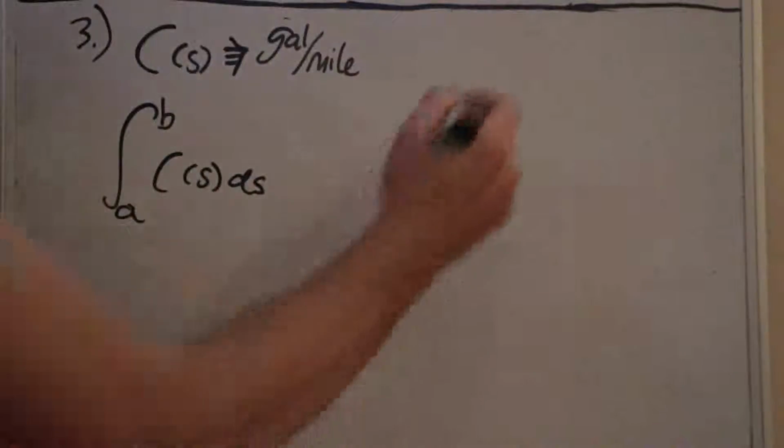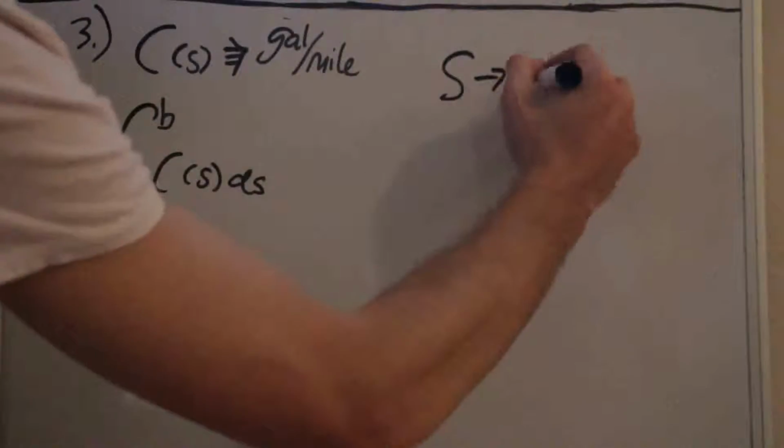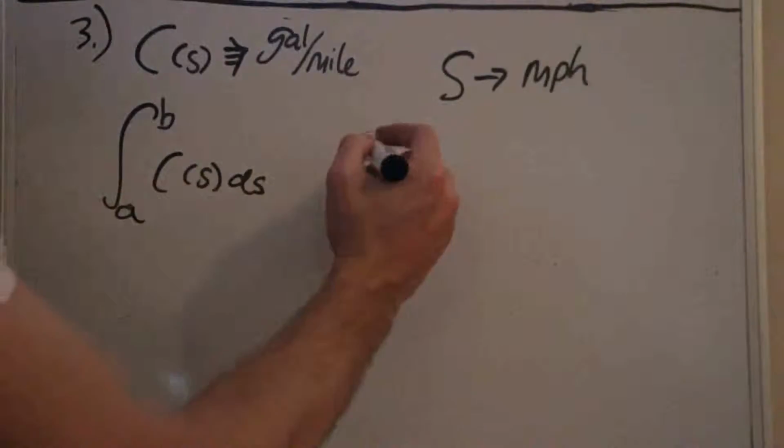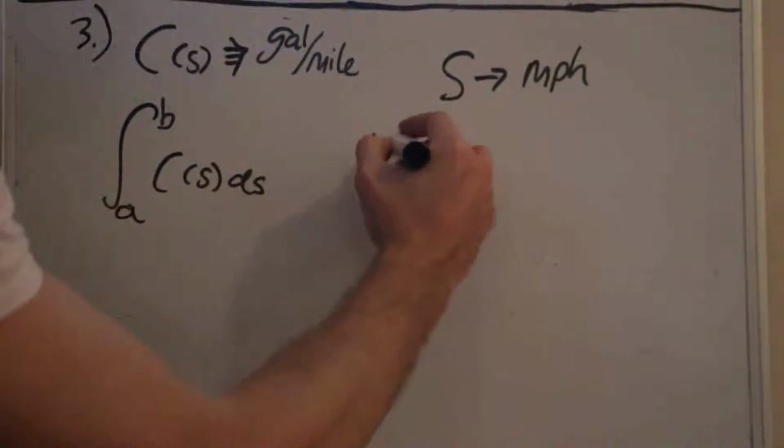Now s is miles per hour, right? So here's my question, what are going to be the units of the integral of this? Well, effectively, this is not really so much about doing any kind of math, it's just about understanding what is happening. So in order to better understand this, let's take, for instance, velocity.